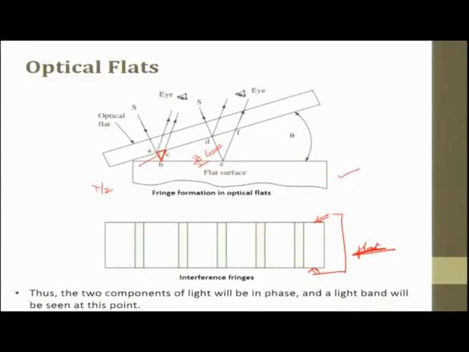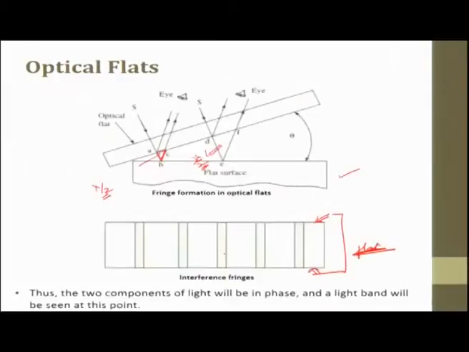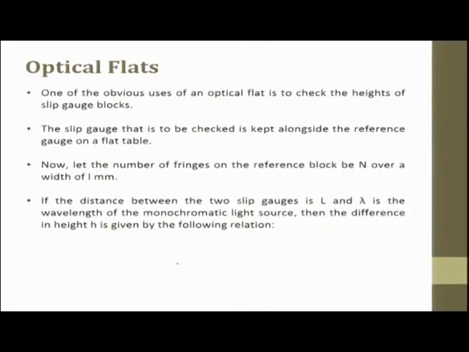So, it gets reflected from A, B and C. That is lambda by 2, and D, E and F, it is 3 lambda by 2. So, total interference occurs, right. Thus the two components of light will be in phase and the light band will be seen at a point. Okay, you see light bands at points.